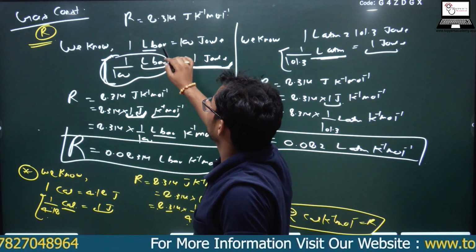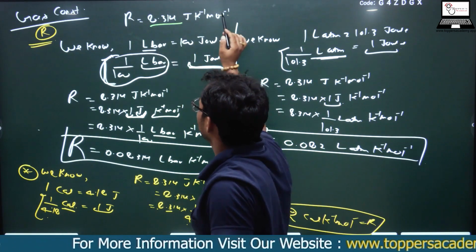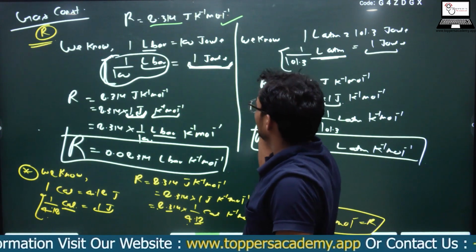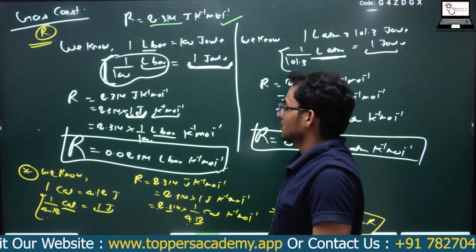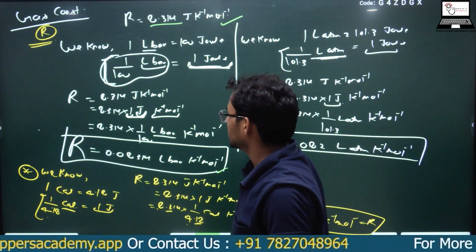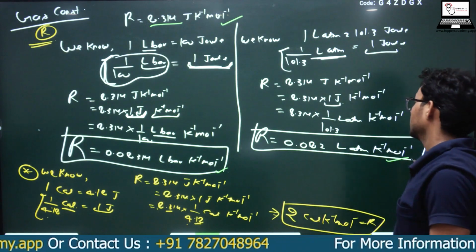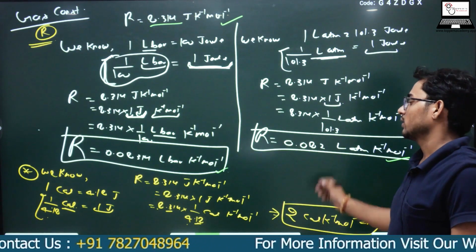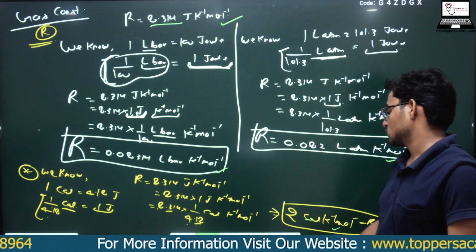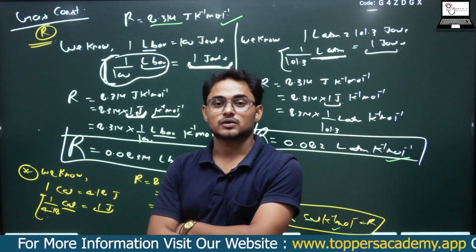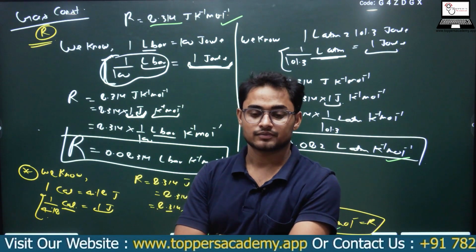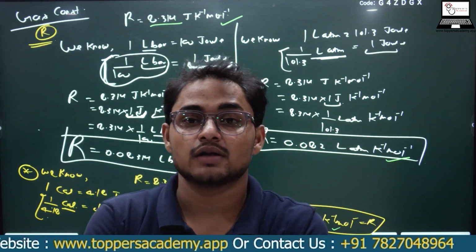So listen, my dear students, if R is given in joule Kelvin inverse mole inverse, it is 8.314. If R is given in liter bar, obviously 0.08314 liter bar Kelvin inverse mole inverse. If R is given in liter ATM Kelvin inverse mole inverse, it is 0.082. If R is given in calorie Kelvin inverse mole inverse, it is 2. Got it or not?